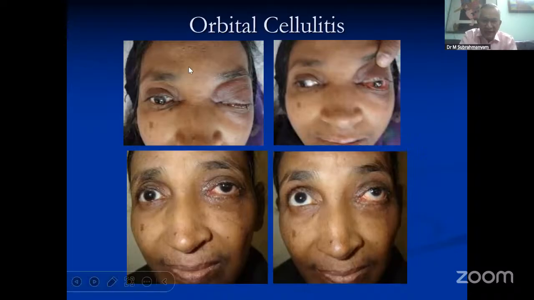A case of orbital cellulitis with motility restriction. You can see severe edema, fullness, pain, tenderness, congestion, and motility restriction, the eye is not moving. It was treated with IV antibiotics, and later with a small dose of steroids also combined. She has recovered in 2 weeks very well.